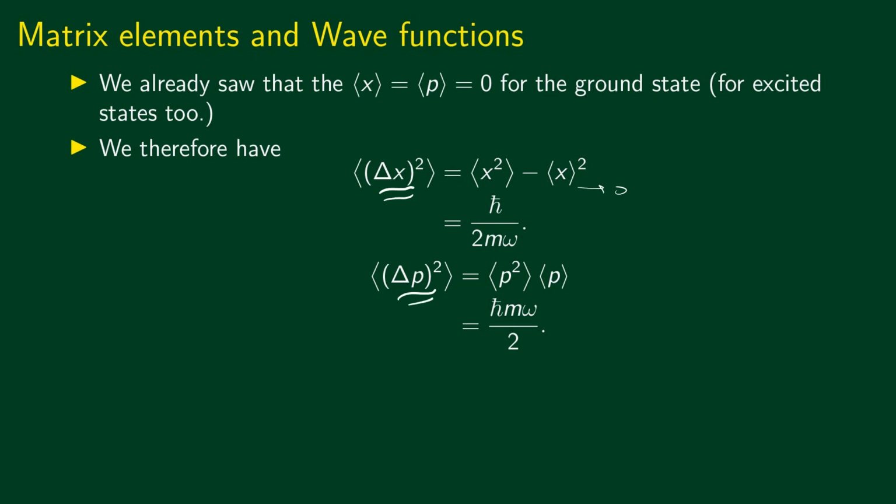Similarly, the expectation value for delta p square can be written as the expectation value of p square minus the square of the expectation value of p. Again, the expectation value of p is 0, and we get the expectation value of p square, which is equal to h bar m omega divided by 2, as we had already calculated. So these are now the dispersions of the position and momentum operators in the ground state.